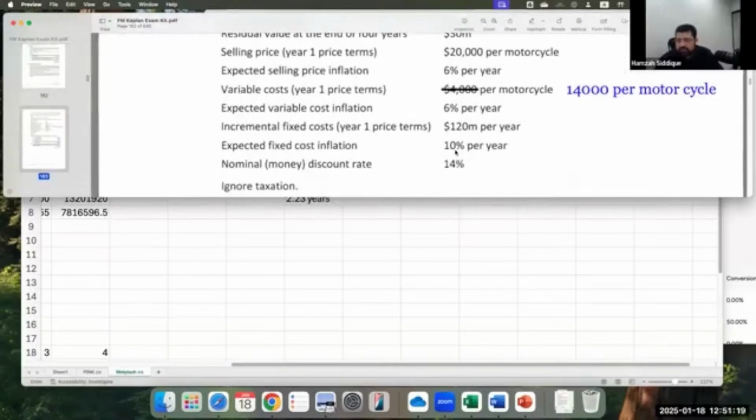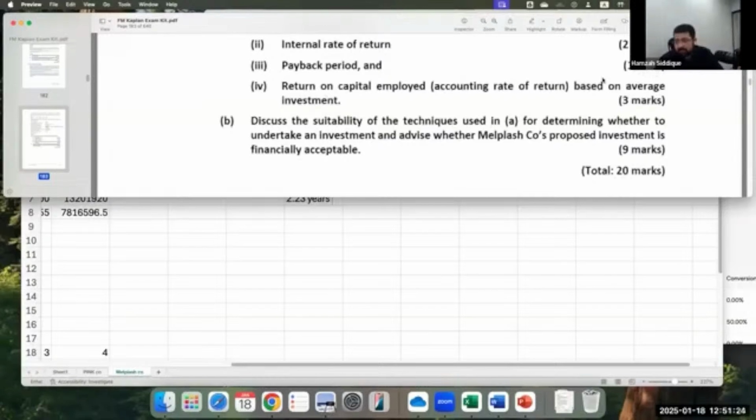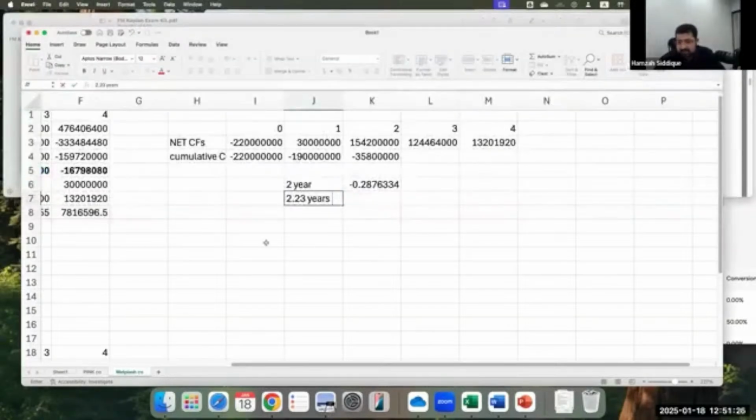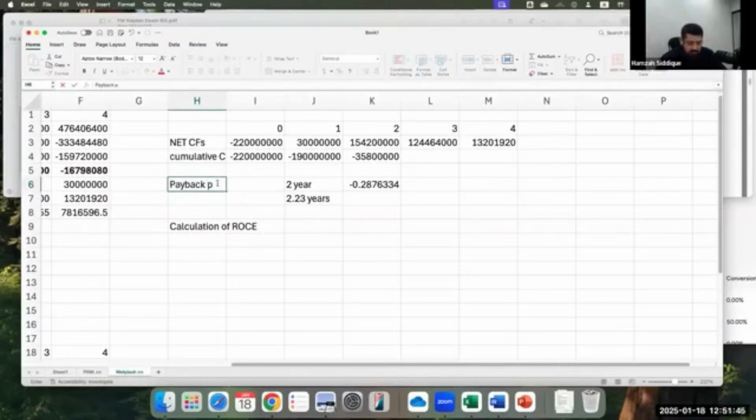Now, next, ROCE, return on capital employed, based on average investment. What do we need for that? We need profits. We have cash flows. So we need to calculate total profits. First of all, calculation of ROCE. This is payback period. Yes, calculation of ROCE. What we need to do?